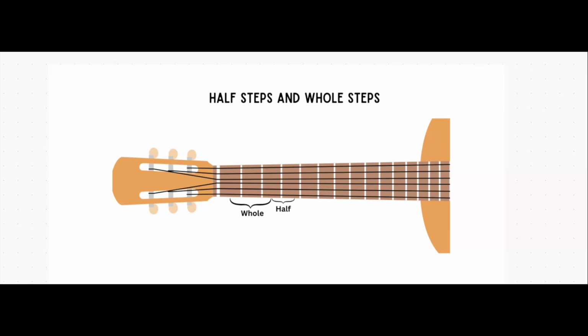Now, you might also hear people use the words tone and semitone. A semitone is a half step, and a tone is a whole step. Same thing, no difference. Now we're going to look at the notes on the guitar.